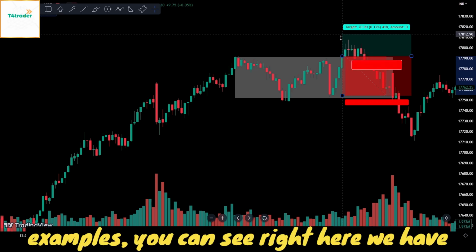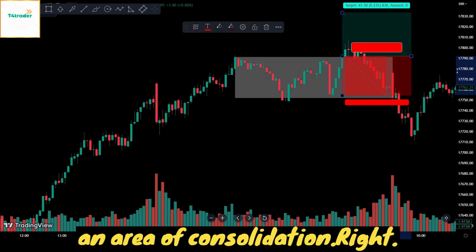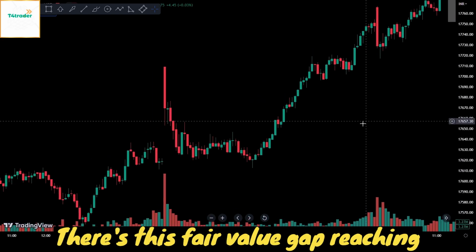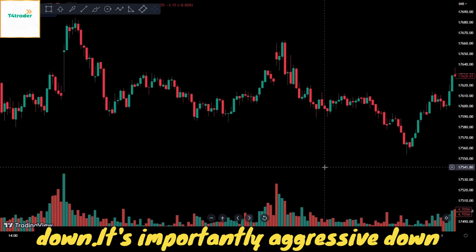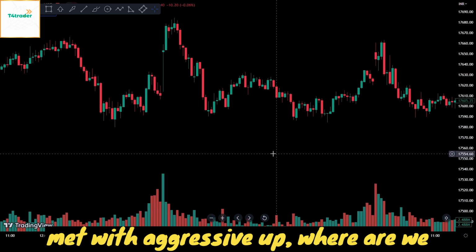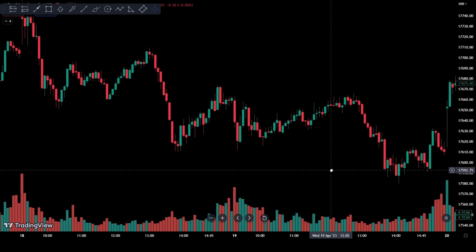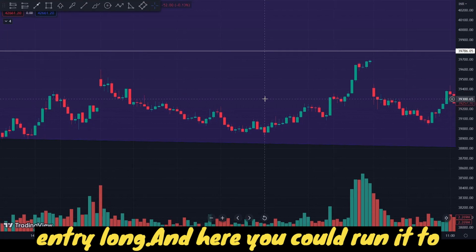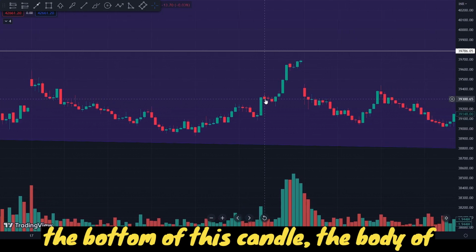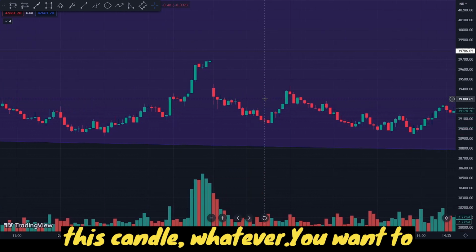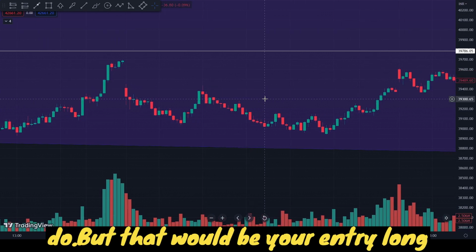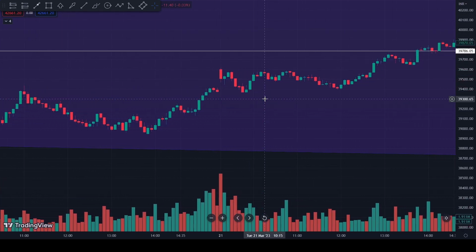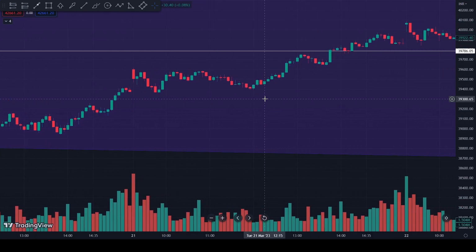Now back to other examples, you can see right here, we have an area of consolidation. Right. There's this fair value gap reaching down. It's importantly aggressive down met with aggressive up. Where are we looking to retest? This area, these previous lows. This would be your entry long. And here you could run it to the bottom of this candle, the body of this candle, whatever you want to do. But that'd be your entry long right there. And you'd be targeting these highs or whatever point of interest you have.